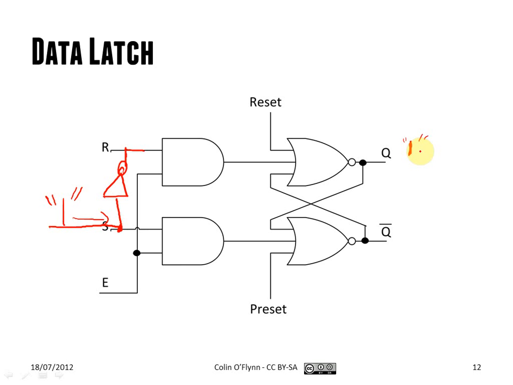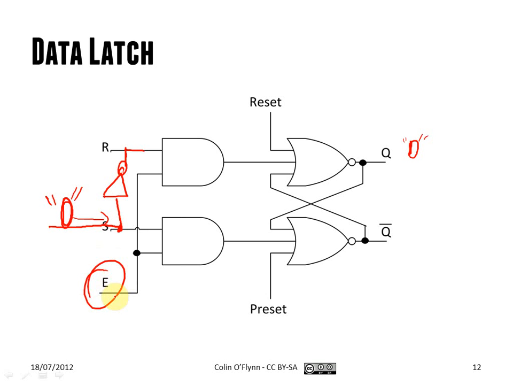If we put a 0 here, the set pin goes low, reset pin goes high, and the output goes to zero. So at this point in time, that seems kind of useless because it's just following the input exactly. And this is where the enable pin comes in.